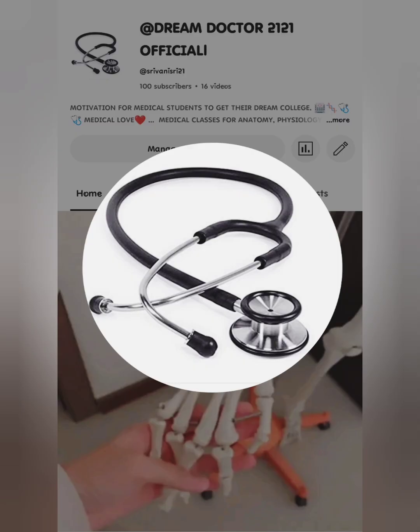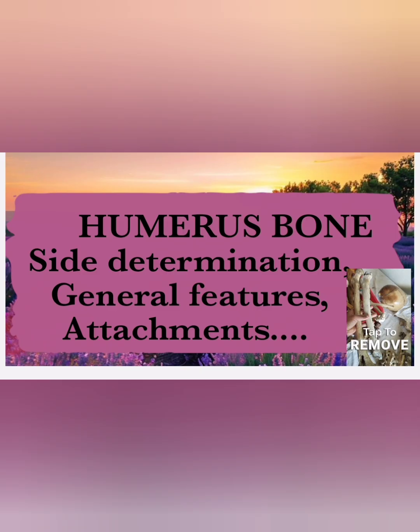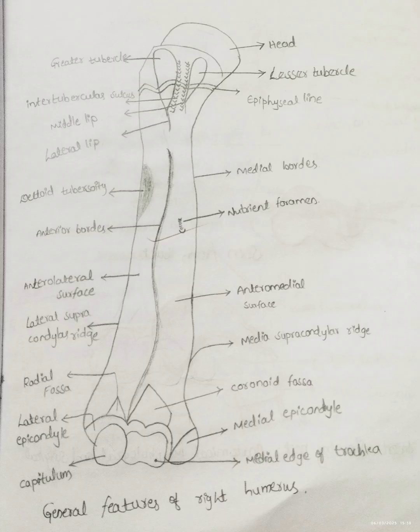Thank you so much. Today we are going to discuss the humerus, its side determination, features and attachments. First we will discuss the side determination. As we know, the humerus is the bone of the arm and it is the longest bone.